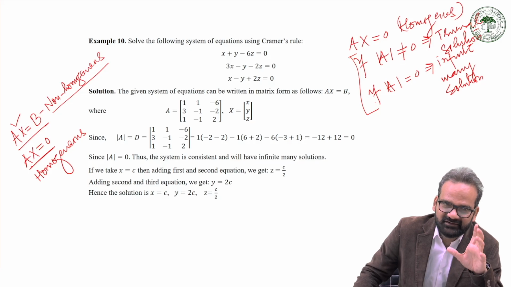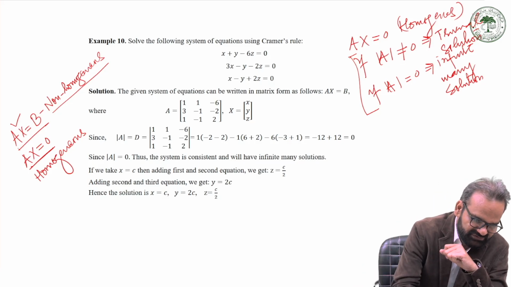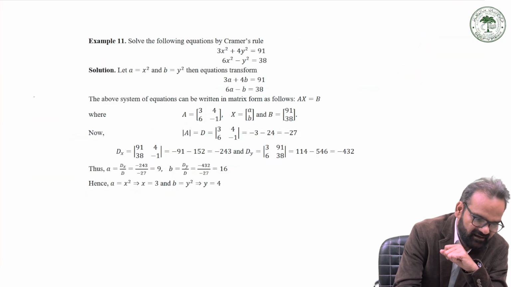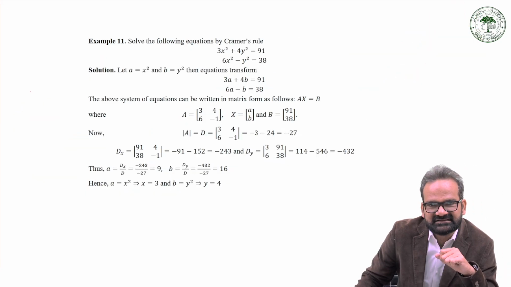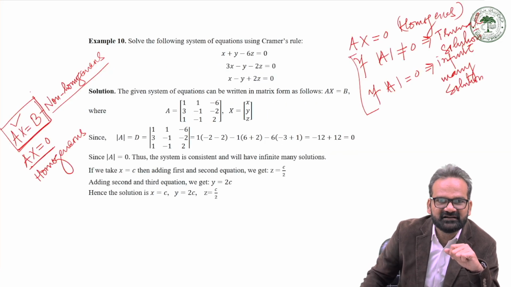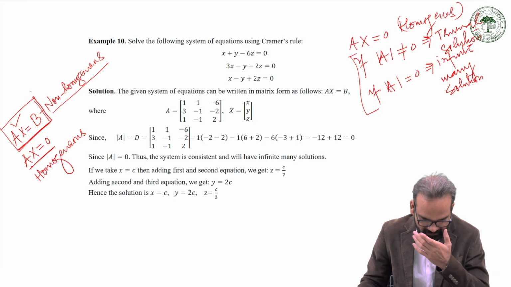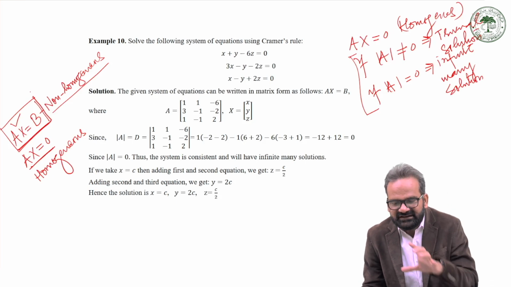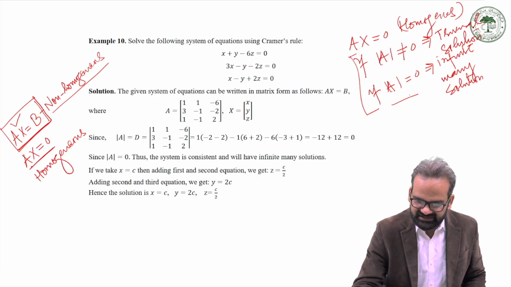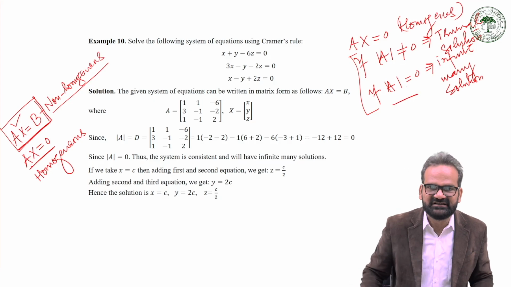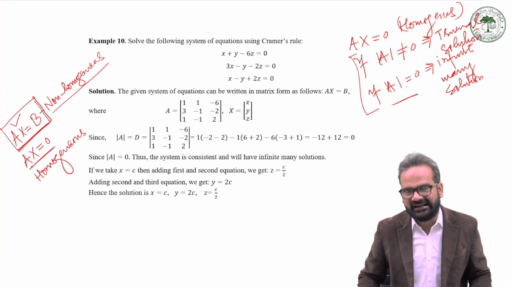On the other hand, we know that a non-homogeneous system of linear equations, Ax equals B, may be consistent or it may be inconsistent, right? Inconsistent means it does not have any solution. So in view of these conditions for the homogeneous system, we will solve the given example.